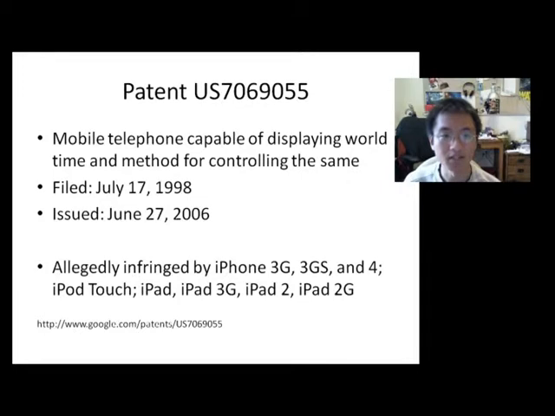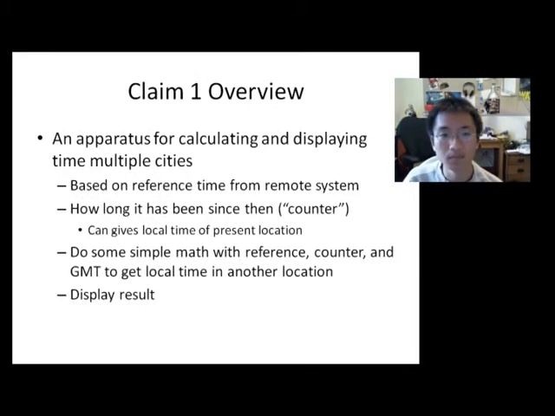A quick recap about this patent. Its title is actually Mobile Telephone Capable of Displaying World Time and Methods for Controlling the Same. It was filed in 1998, issued in 2006, and Samsung is claiming that Apple's iPhones, iPads and iPods are infringing on this patent. In Claim 1 of the patent, Samsung patents an apparatus for calculating and displaying time in multiple cities by receiving reference time from a remote system, how long it has been since that reference signal was received, and doing some math with GMTs to get times in different cities.